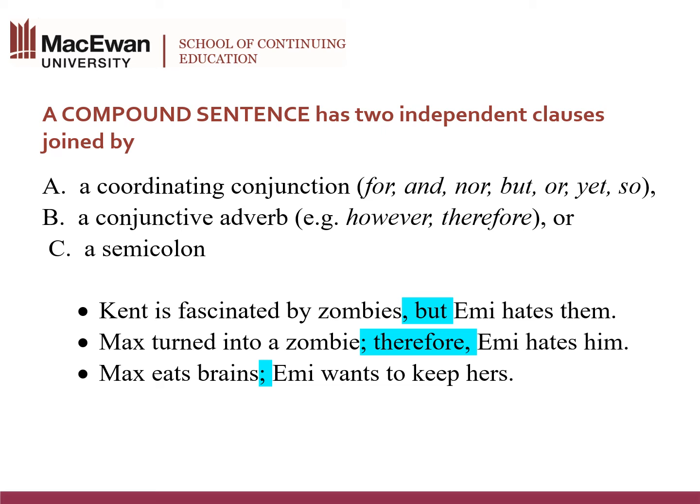And the last one is simply a semicolon, which is not very common, like I said. Max eats brains. Emmy wants to keep hers. And we have to make sure that those two clauses tie together. We could put a period there and make two sentences, but this is possible as another way to do things.